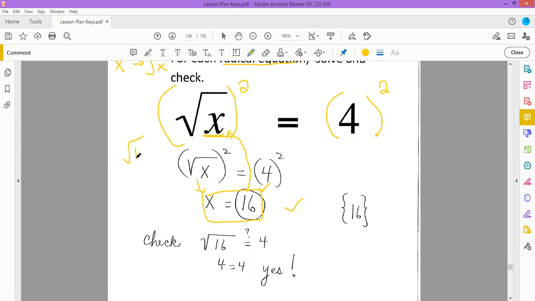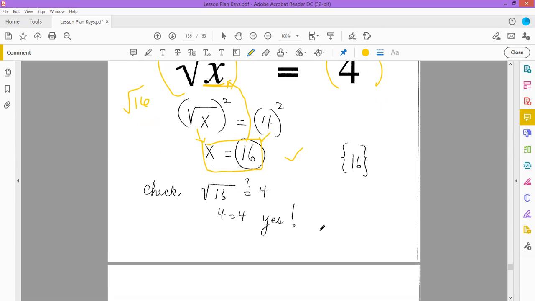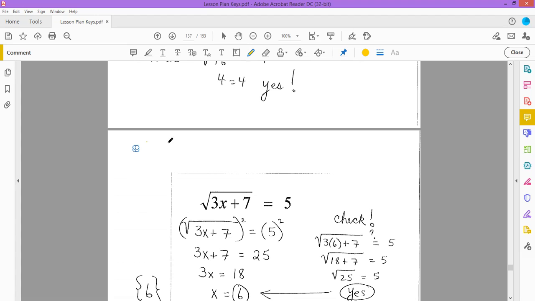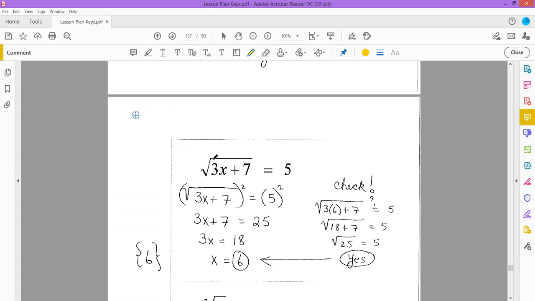So in your calculator, you would substitute the square root of 16 and you're checking to confirm that you get 4. All right, in the next example, you see the square root of 3x plus 7 equals 5. So to solve, we're going to square the left and the right sides of this equation.